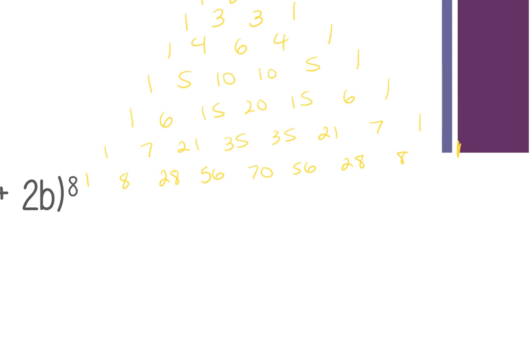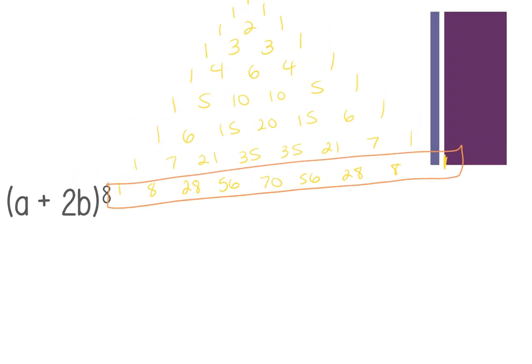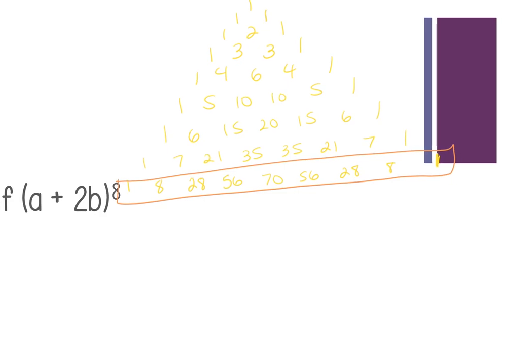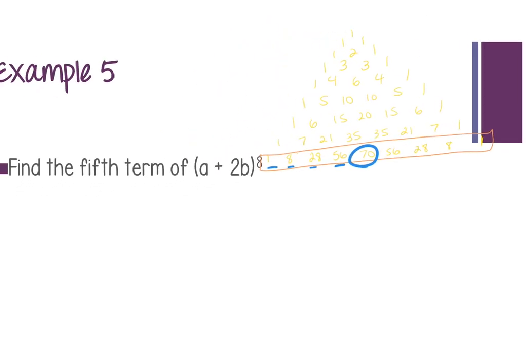All right, so I went to the 1/8 row: 1, 8, 28, 56, 70, 56, 28, 8, 1. Technically, I didn't even need to finish it because I needed to get to which term? The 5th term. So 1, 2, 3, 4, 5. So the binomial coefficient is 70.